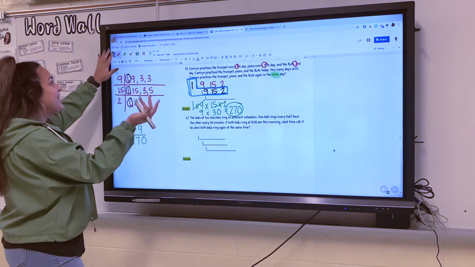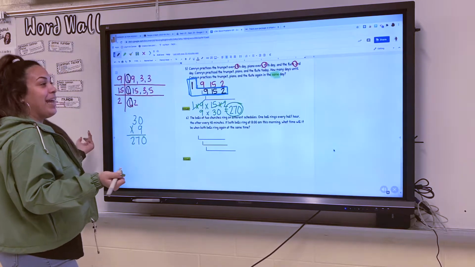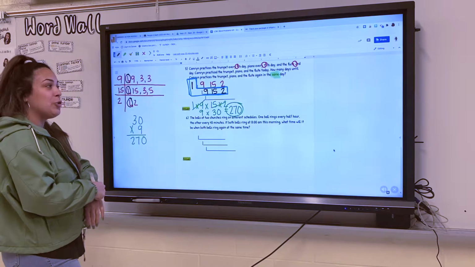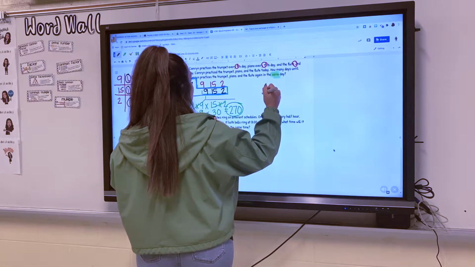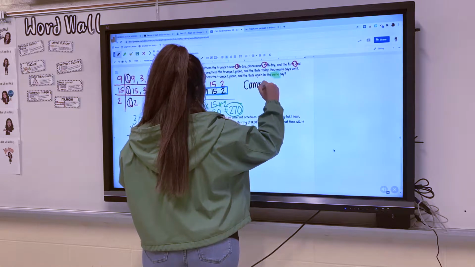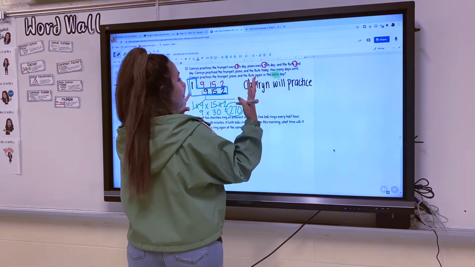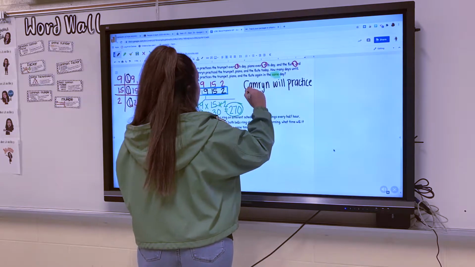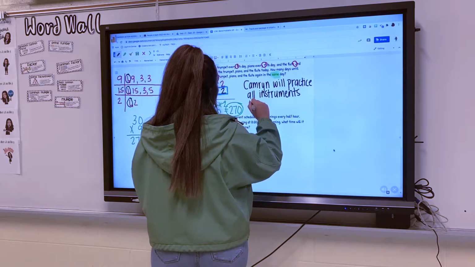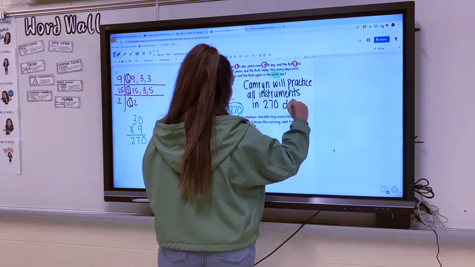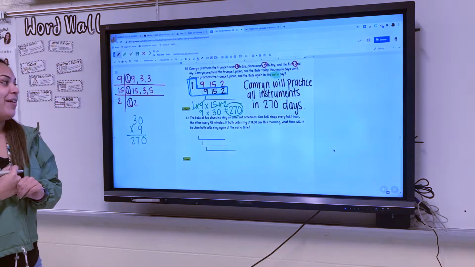Okay, so to answer the question, the question says, how many days until Cameron practices the trumpet, piano, and the flute again in the same day? So we're going to say Cameron will practice, and since I write really big, I'm going to summarize and paraphrase this. Cameron will practice all instruments in 270 days. And that is our answer for number 5.